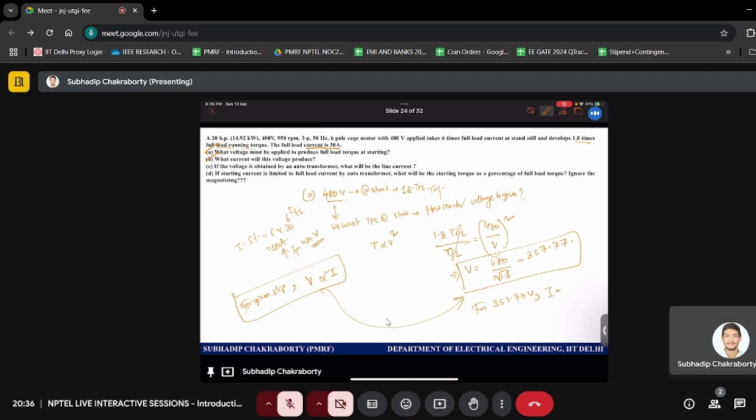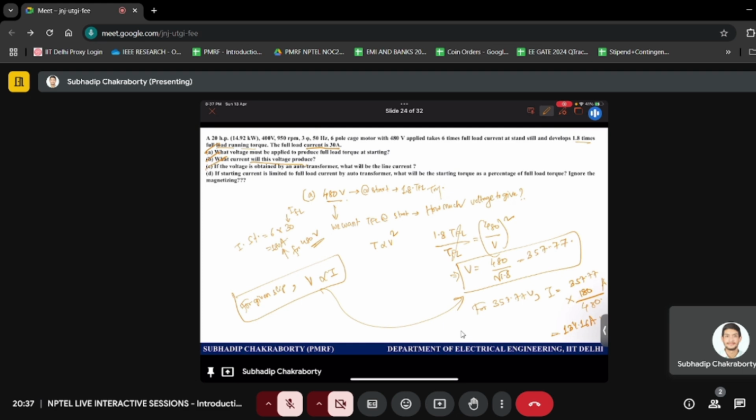But now my voltage is reduced. So the voltage reduced and it will have a direct impact on the current, which is just a linear scaling down, right? So the current will be 357.77 into 180 divided by 480, right? 134.16. Now this is the current that it will produce.